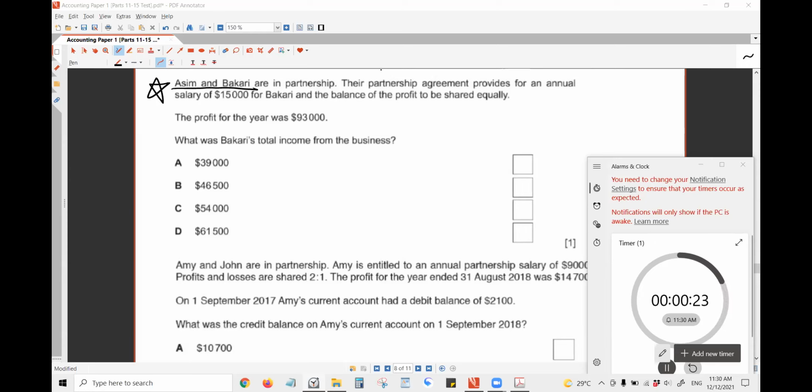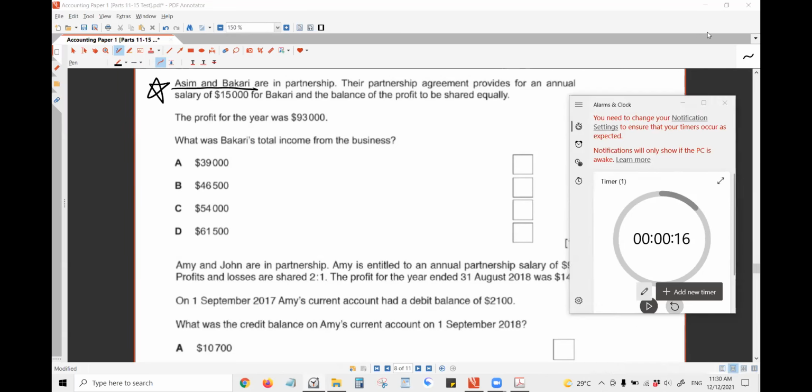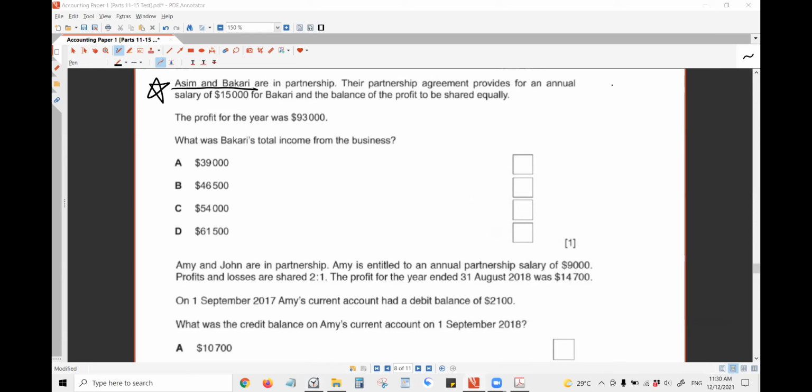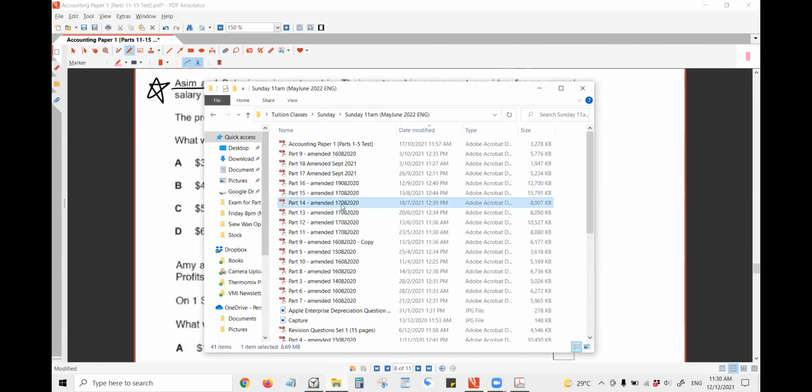Good. Now let's discuss. All of you have done. 4 of you choose C, 1 of you choose A, 1 of you choose D. So which is the answer? Nobody chose B. This question, you have to first understand what they're asking from you, and it's not easy to interpret here. They ask what was Bakari's total income from the business. What is it talking about here? Total income. I show you the notes.